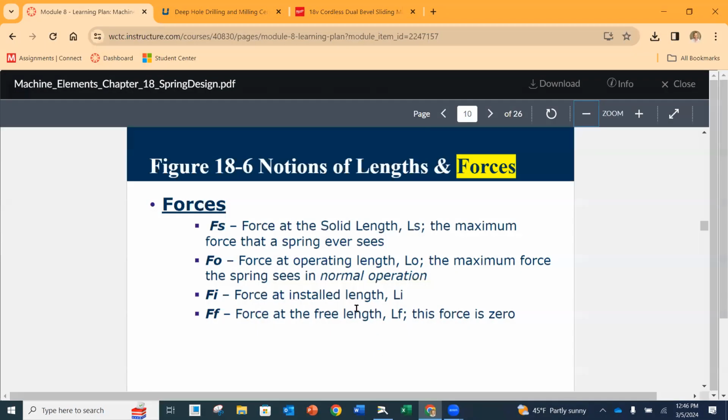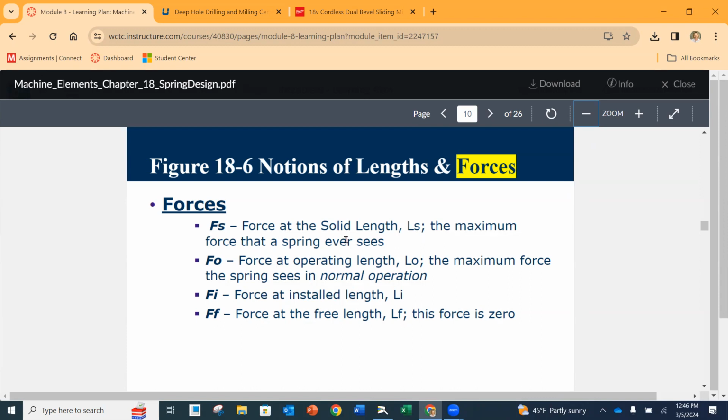So you can imagine, like I said, the free force is always going to be 0 because it's when the spring is just sitting there. The initial force is going to be a small amount. Operating force is going to be a little bit more. And then the highest force is going to be when we collapse it all the way to be solid.